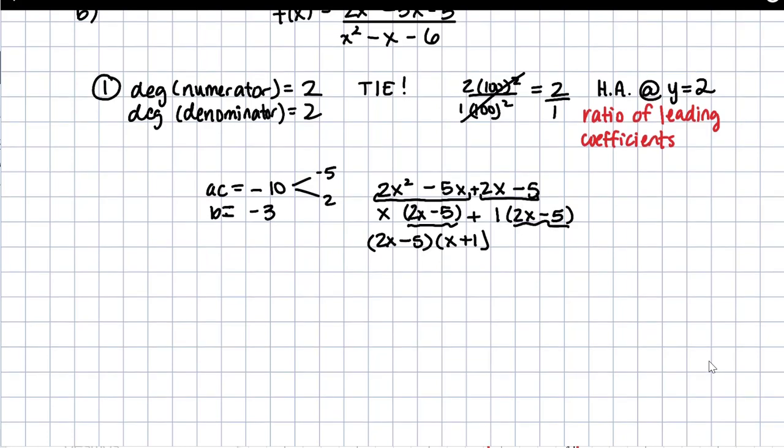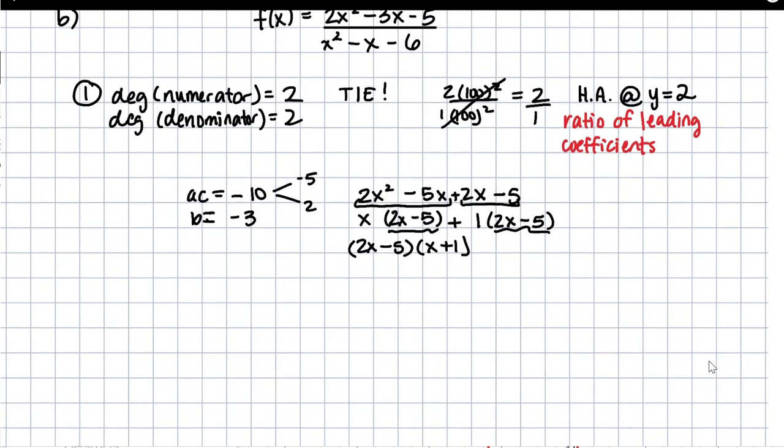So factoring our function, we get 2x minus 5 times x plus 1 over, and then for the denominator, this one I can see how to factor kind of quickly. x minus 3 times x plus 2 would get me where I wanted. So this one's kind of cool because we don't have any repeat factors.